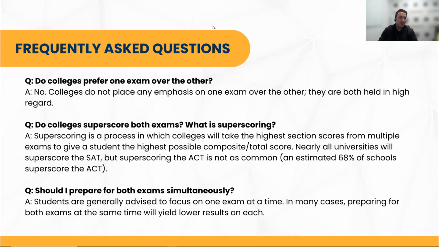So a little bit about super scoring. Super scoring is the concept that if you take two SATs, you can take the better of the math and English section. So say you did better on math on one test and better on English on the other test, and you can crunch those together into what's called a super score. Colleges will accept that.